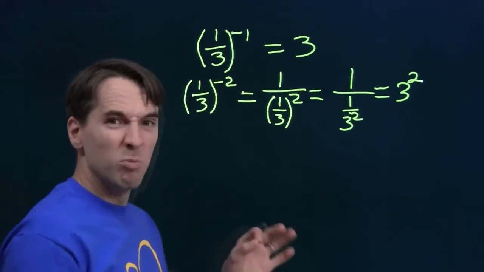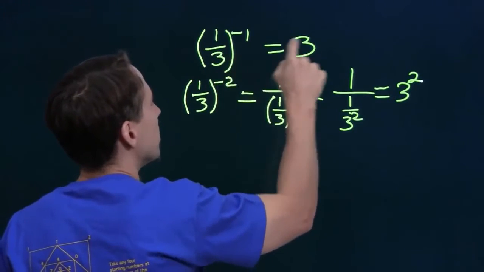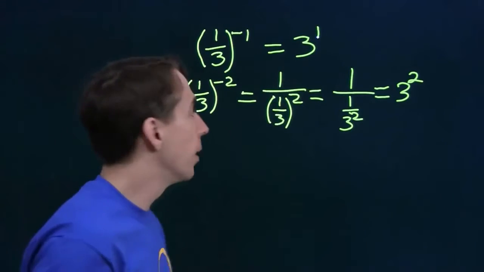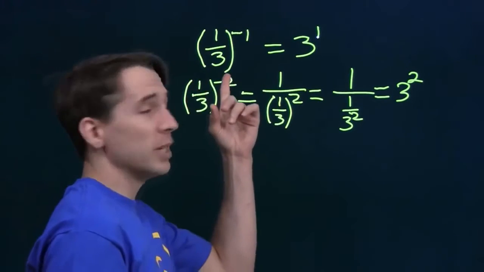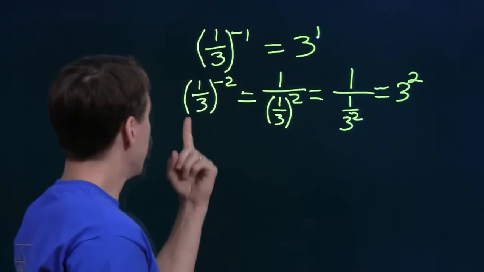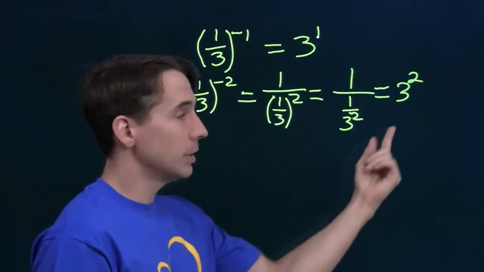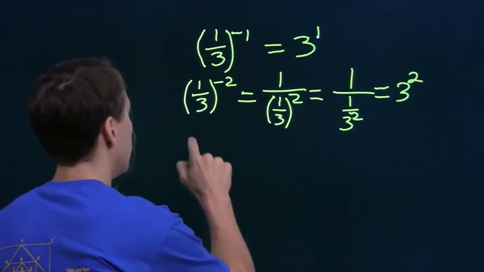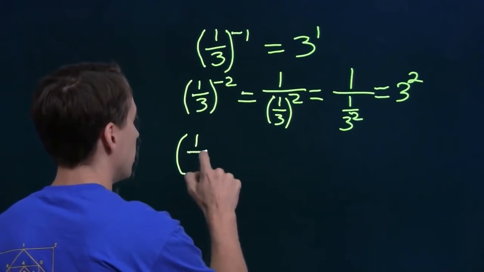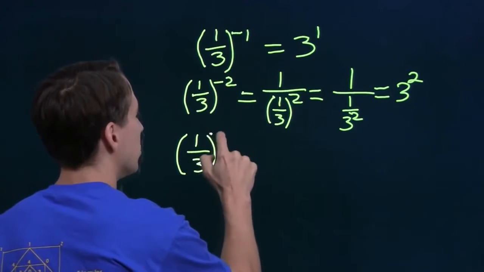Aha! Now we see a bit of a pattern here. We especially see it if we put the 1 right in there. So we take 1 over 3, you raise it to the negative 1, you get 3 to the 1. You take 1 over 3, you raise it to the negative 2, you get 3 squared. So let's see what happens if we raise it to the negative n.